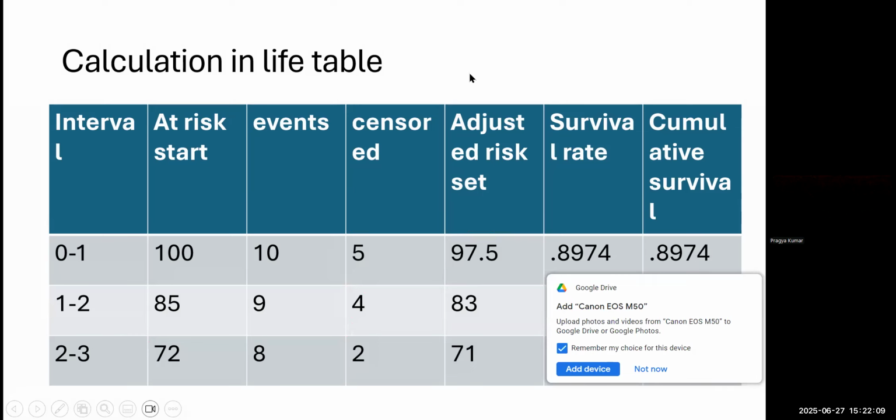Have you understood up till this point? Can I see the chat?